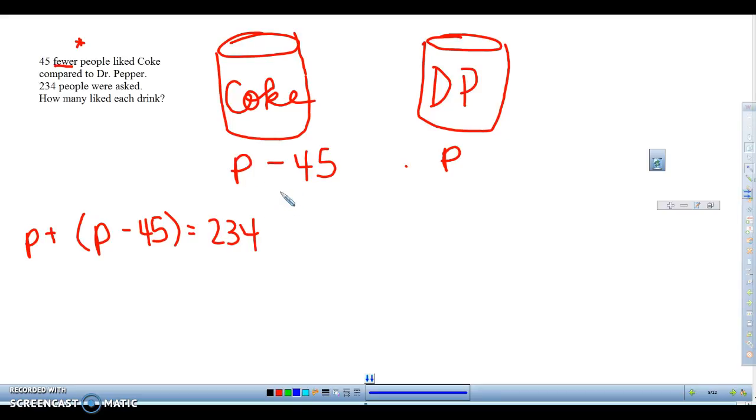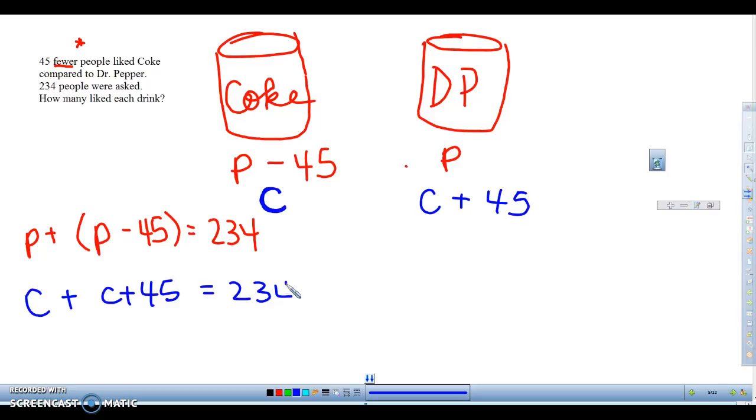Now, is there another way to solve this? Absolutely. What if we let Coke be the variable, C? We know that some people like Coke. How many people compared to Coke like Dr. Pepper? Well, we know that fewer people liked Coke, so Dr. Pepper must be Coke plus those 45 people. And again, we can write it as Coke plus the Dr. Pepper, C plus 45, and that's equal to 234.